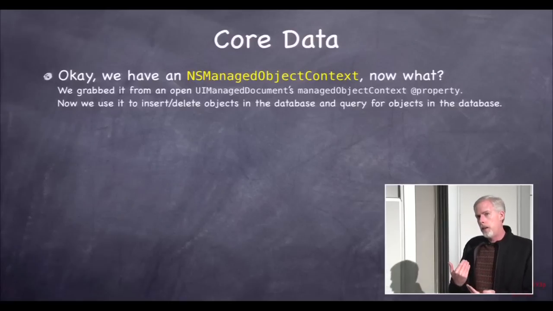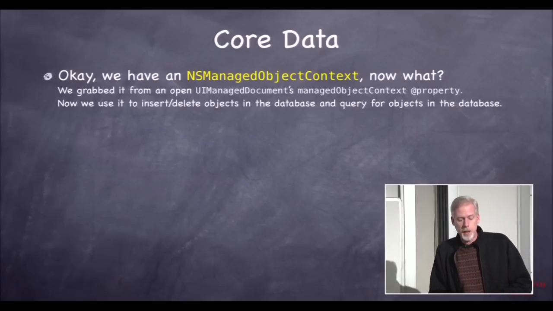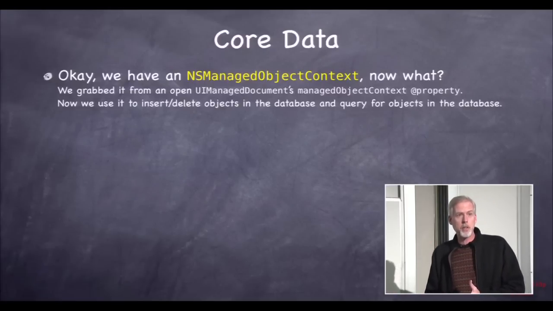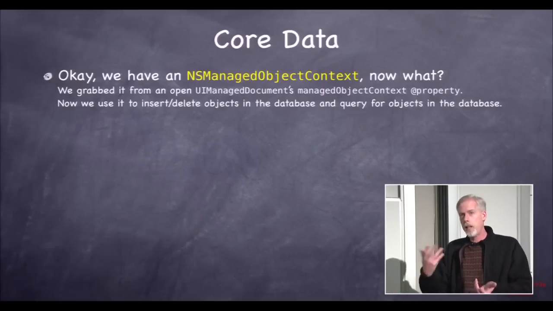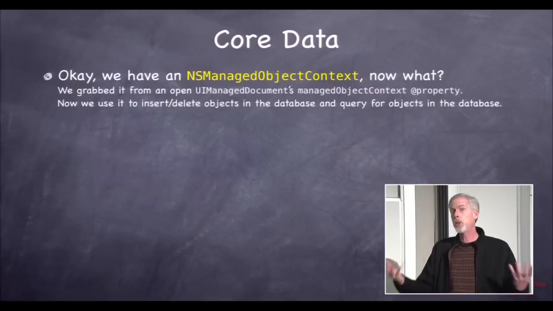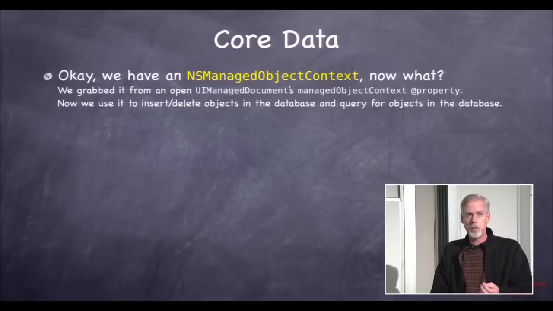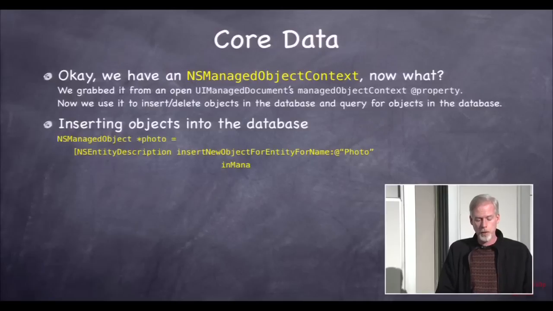So now we can get the NS managed context out of that document, and what can we do with it? Well, obviously we can insert and delete objects from the database, and we can update the attributes of objects and do a bunch of queries, okay, to find objects. Pretty sophisticated queries, same kind of things you can do in SQL. All right, so let's talk about how to do all those things with an NS managed object context. Okay, this context is the thing you get from the document, and once you have it, now you can do all these things.